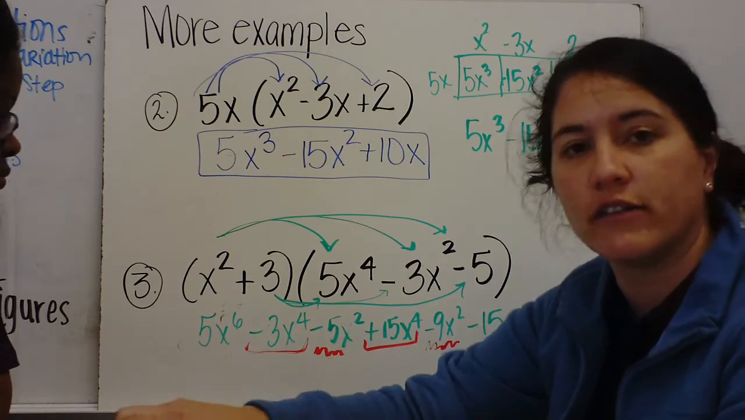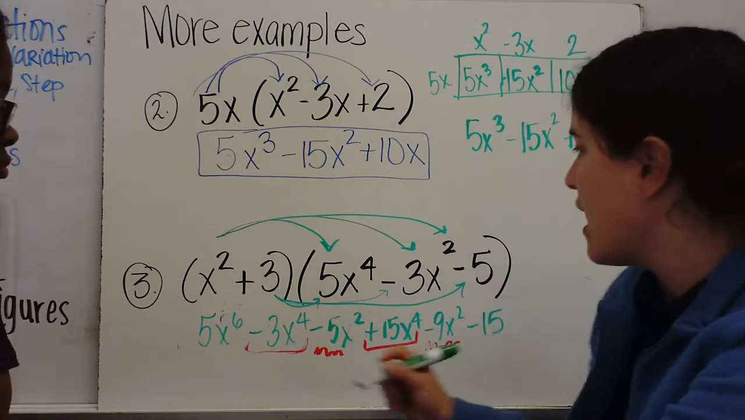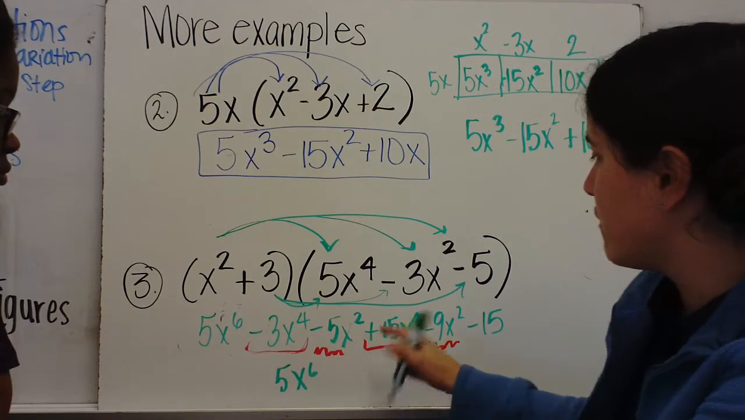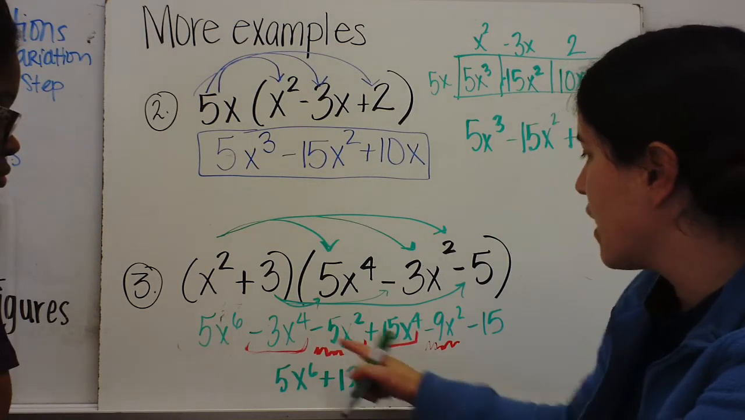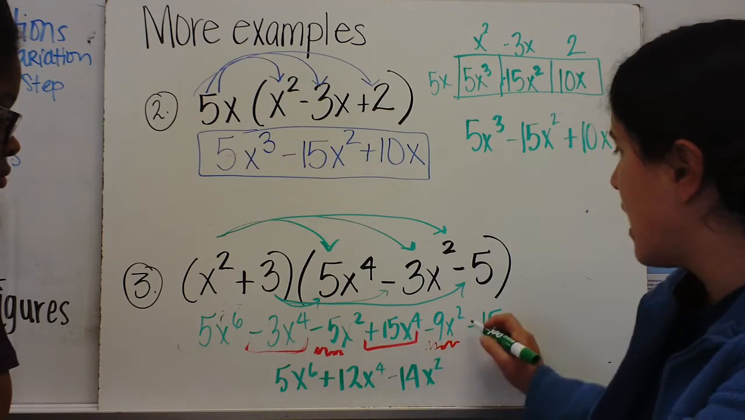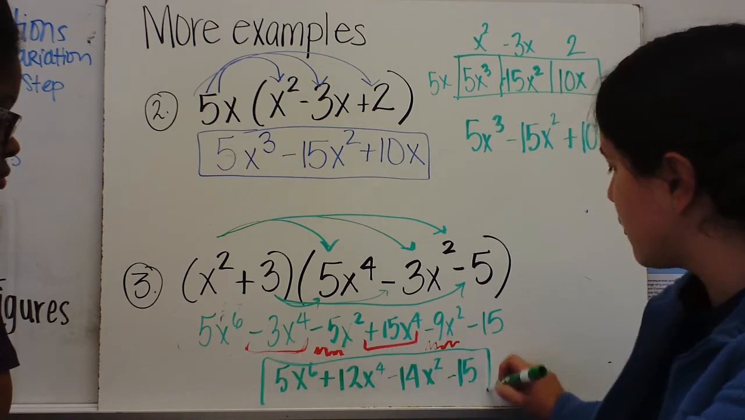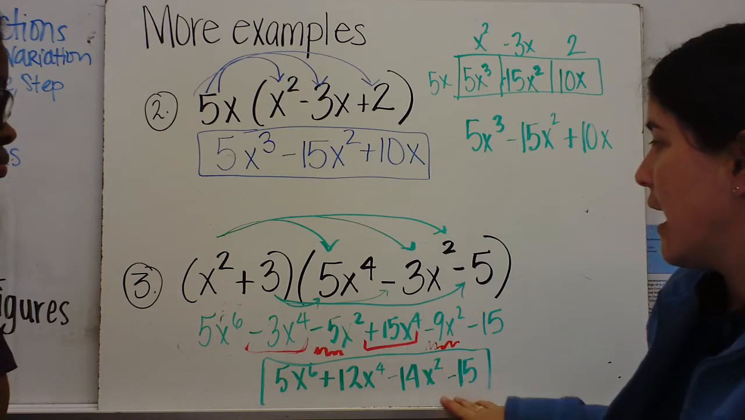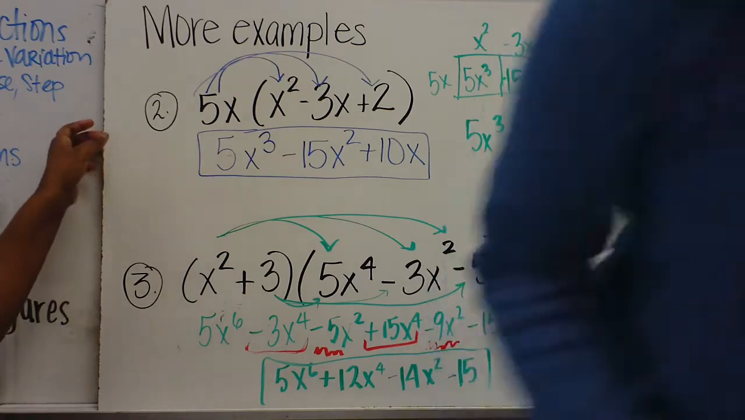So you have to find all of your like terms, which we've done before in solving equations. So my final answer, 5x to the 6th, negative 3 and positive 15 is going to be 12x to the 4th. Negative 5, negative 9 is negative 14x squared, and then minus 15. So it's written in standard form with my largest exponent at the beginning, decreasing, and it's the same answer that Miss Barnes got.